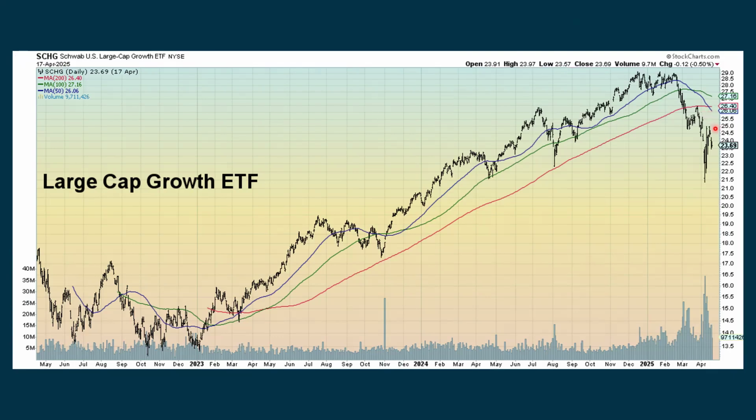Even though we're not officially in bear market territory yet, we have to fall more than 20% for that to happen, and we're not there. But this is just showing that there's real weakness in the market right now, and large cap growth. This is the real backbone of the market going up. Well, this is going down right now.